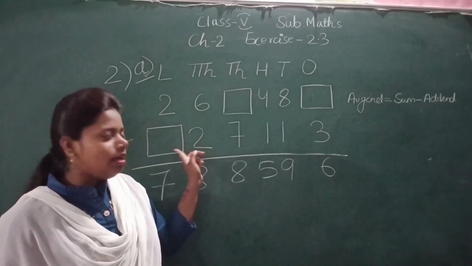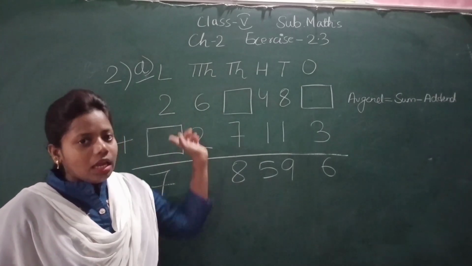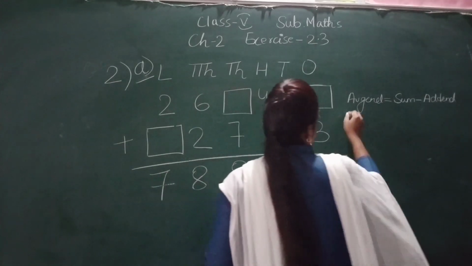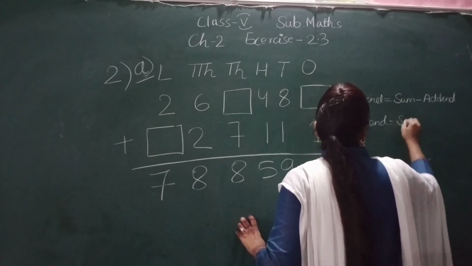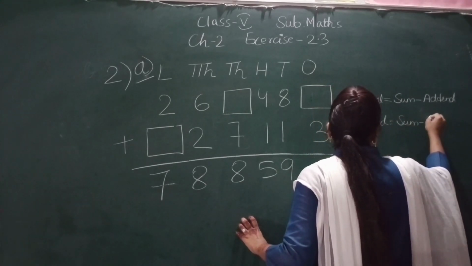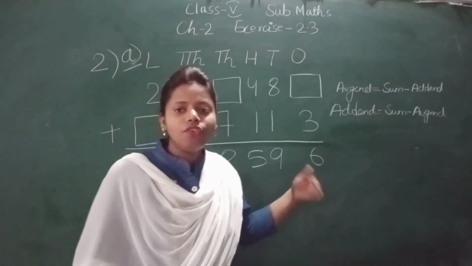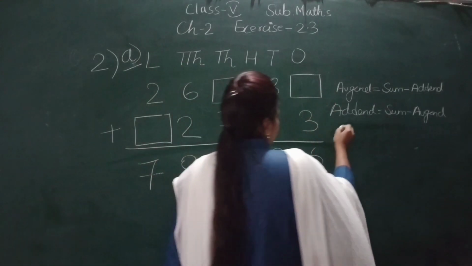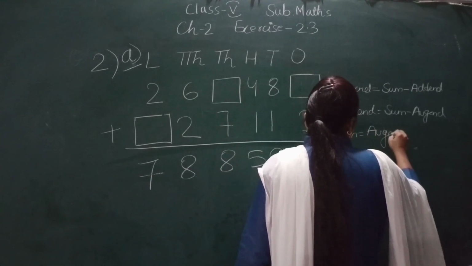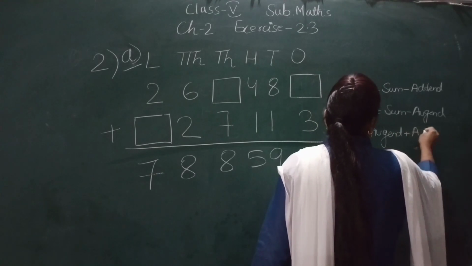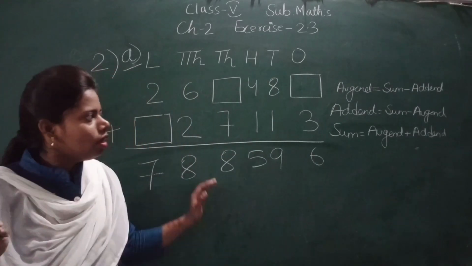To find addend, this one is the addend. So what you have to do? Same. We have to do sum minus origin. Addend equals sum minus origin. And to find the sum, what you have to do? Sum is equal to origin plus addend. Okay, now let's do this.